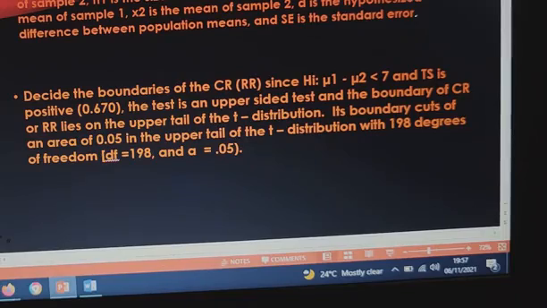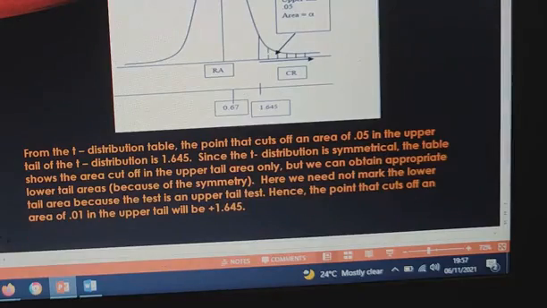Since H1: mu1 minus mu2 greater than 7 and TS is positive, 0.670, the test is an upper-sided test and the boundary of CR or RR lies on the upper tail of the T distribution. Its boundary cuts off an area of 0.05 in the upper tail of the T distribution with 198 degrees of freedom. DF equals 198, and alpha equals 0.05.